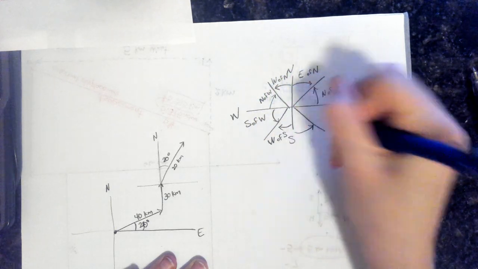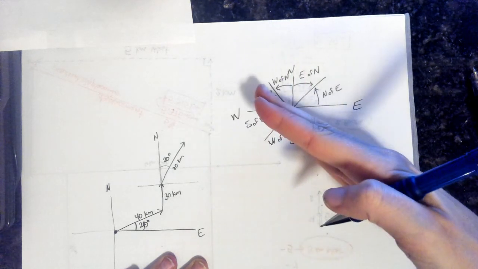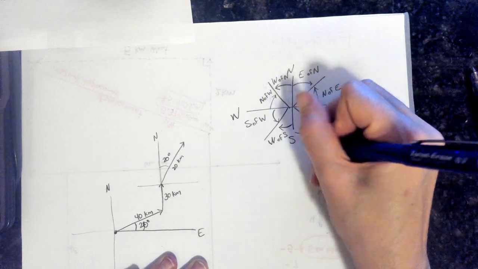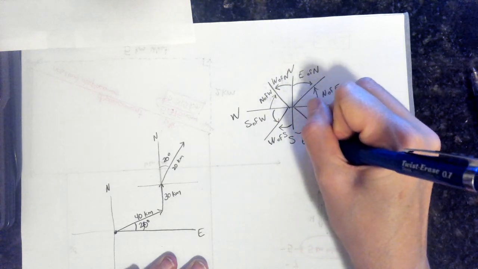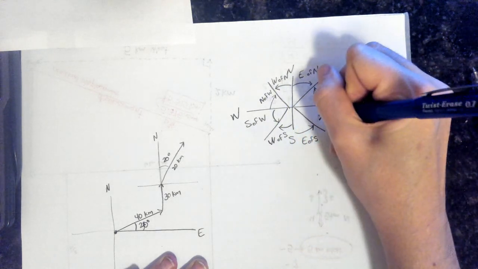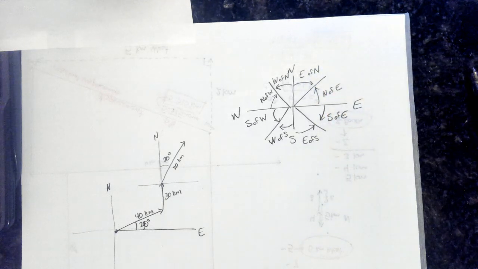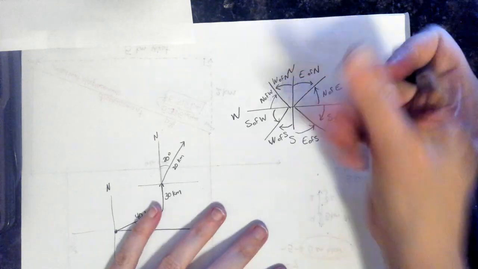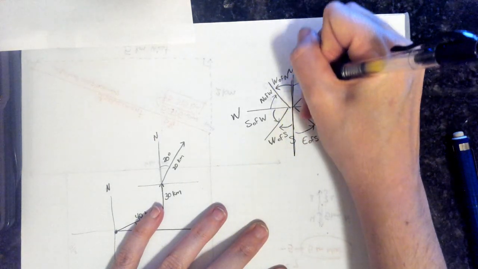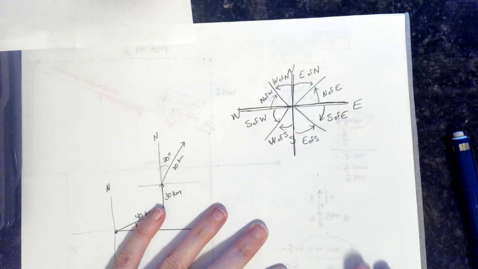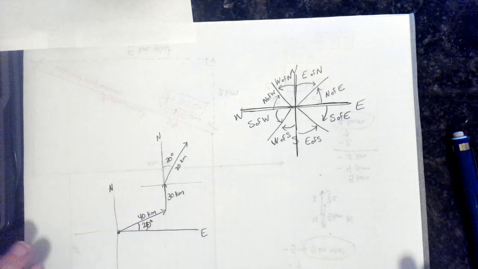This one, now we've gone to the east of south, but we started at south, so this is east of south, and this is south of east. Okay? So it does take a little bit of getting used to, but hopefully that little picture helps.